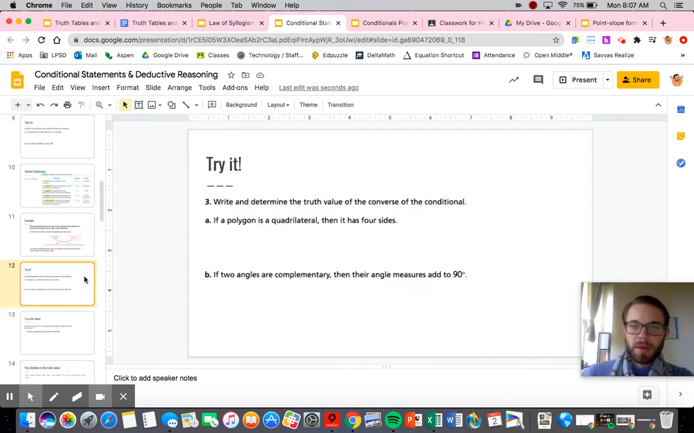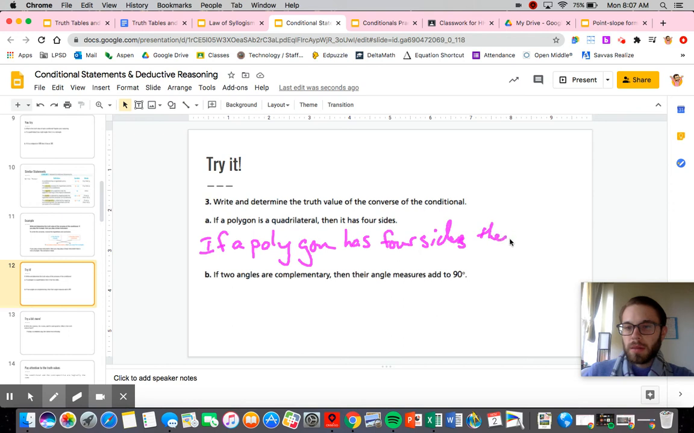All right. So again, if we were to do the converse, we have: if a polygon is a quadrilateral, then it has four sides. So I'm going to write the converse. If a polygon has four sides, then it is a quadrilateral. Now, a polygon with four sides is by definition what a quadrilateral is.